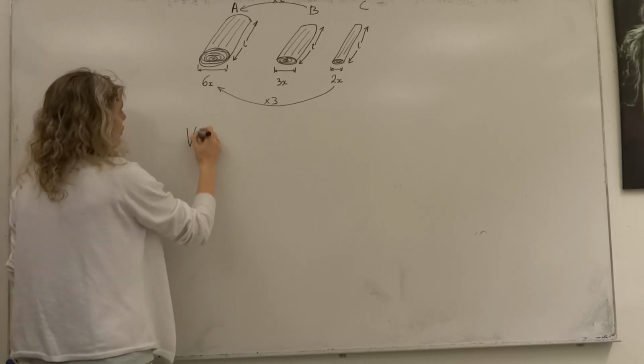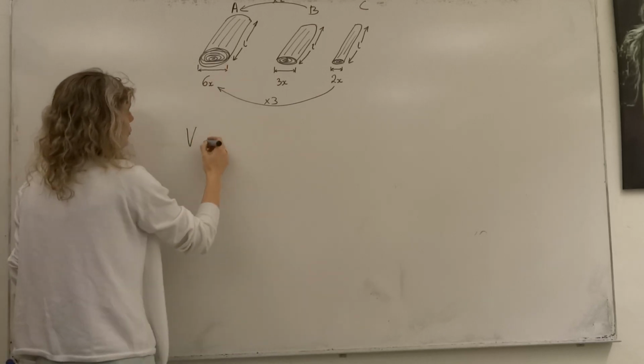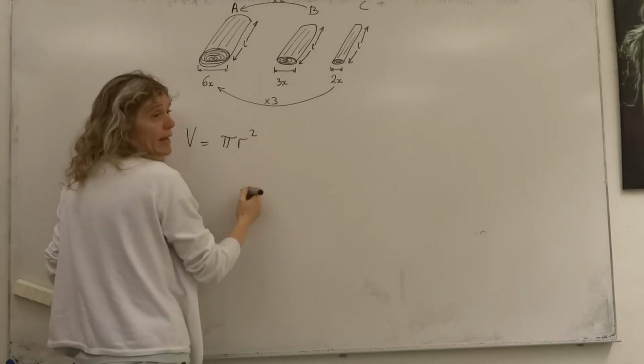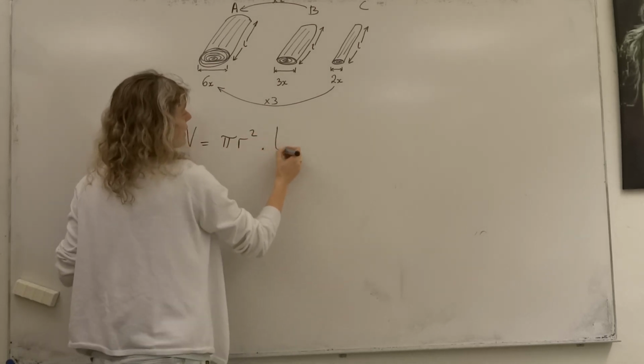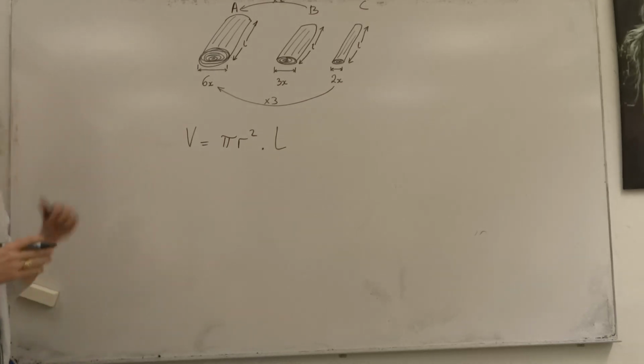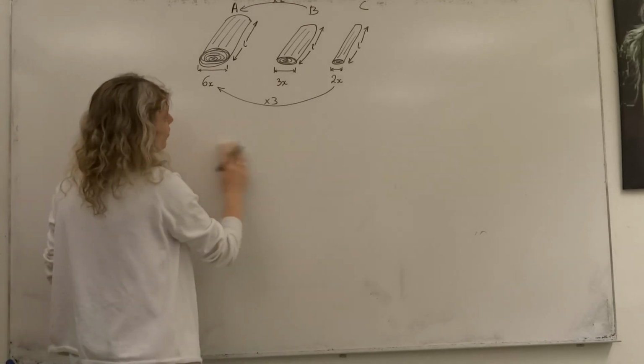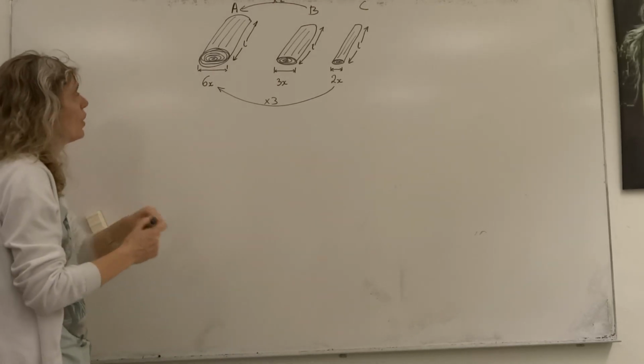We know that the volume of a cylindrical shape is the area, pi r squared, multiplied by, in this case, length, because it's a log. And they all have the same length. So let's have a look. Let's first investigate what we'd be expecting. What are we doing here?